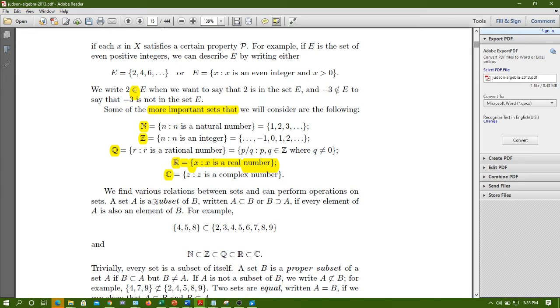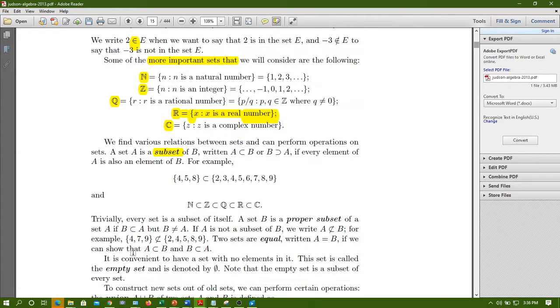A set A is a subset of B, written A subset of B or B superset of A, if every element of A is also an element of B. For example, the relationship between these sets of numbers: N is a subset of Z, Z is a subset of Q, Q is a subset of R, and R is a subset of C. Therefore, the highest among them is the complex numbers, because complex numbers cater real numbers, and under real numbers we can have rational, we have integers, and from integers we can get the counting numbers.